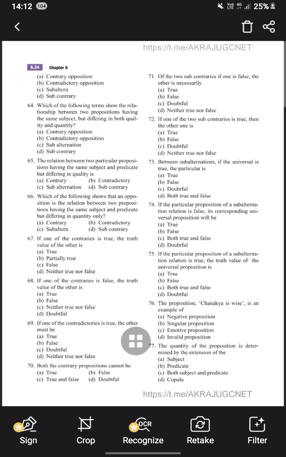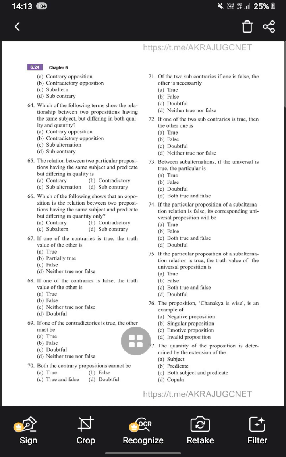If a particular proposition of subaltern is true, the truth of the universal proposition will be 75, D, doubtful. It's true, then it will be doubtful. Particular is true, so universal will be doubtful. The proposition "Chanakya is wise" is an example of 76, that is B, singular proposition.